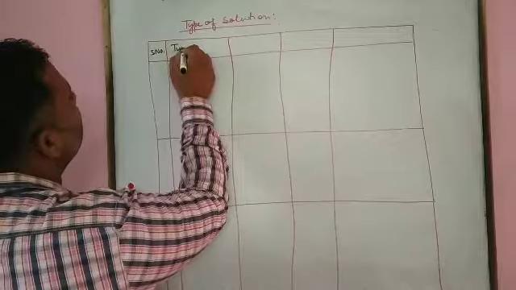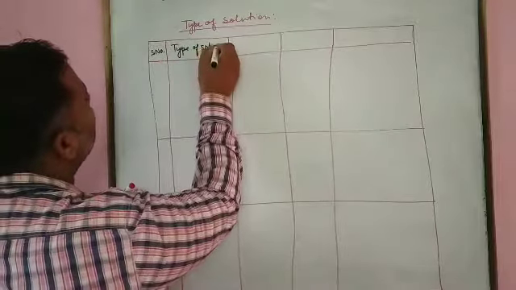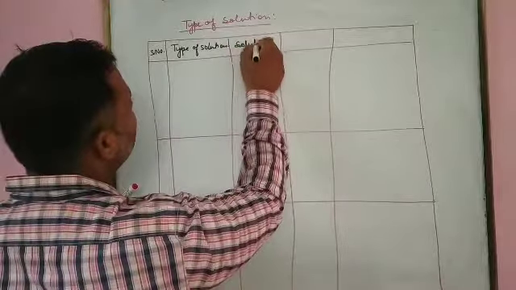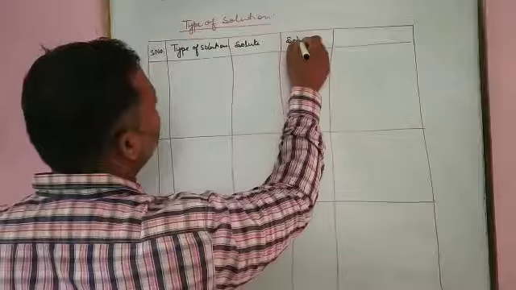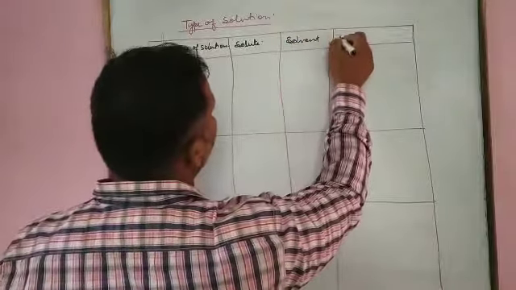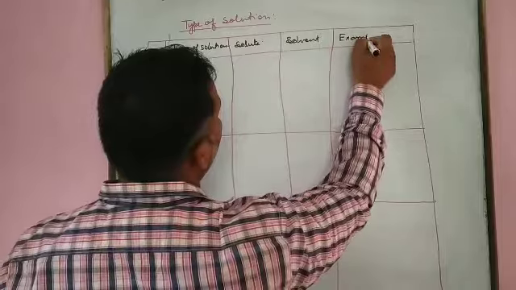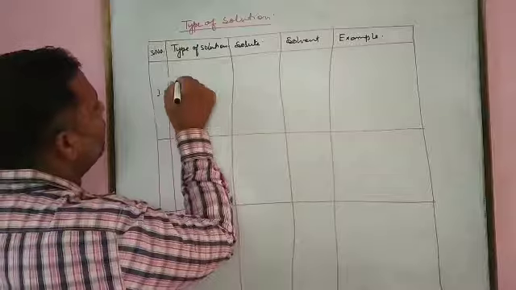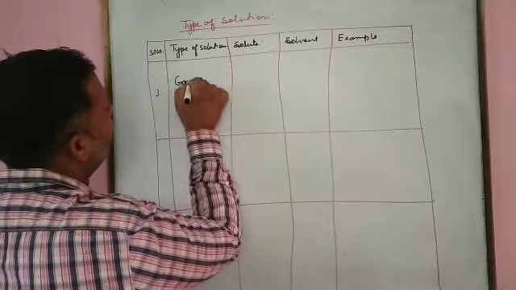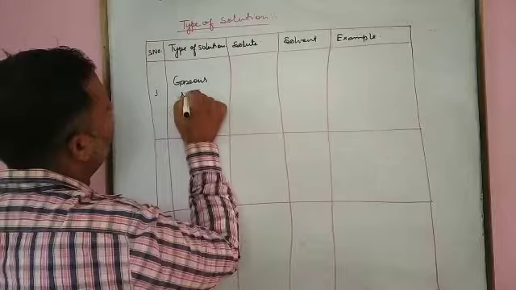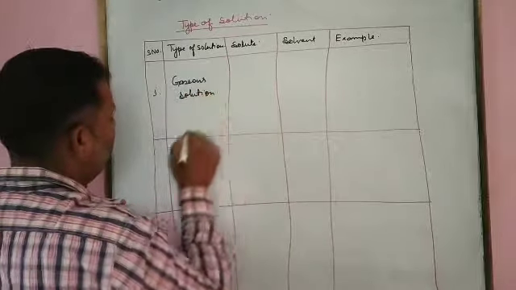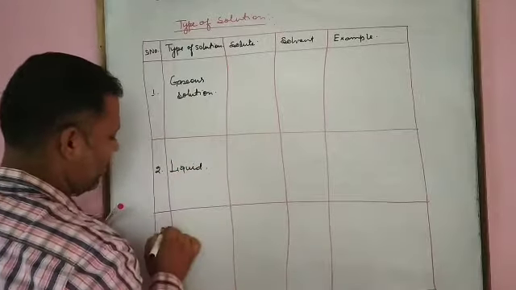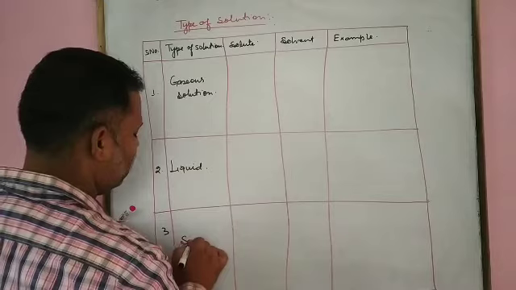Type of solution. This is solute, this is solvent, and we have examples. The first one which we will discuss is termed gaseous solution. The next one is liquid, and the next one is solid solution.